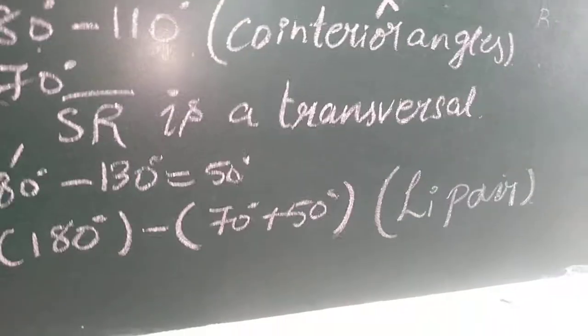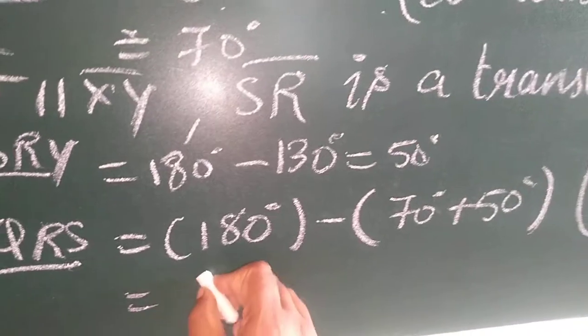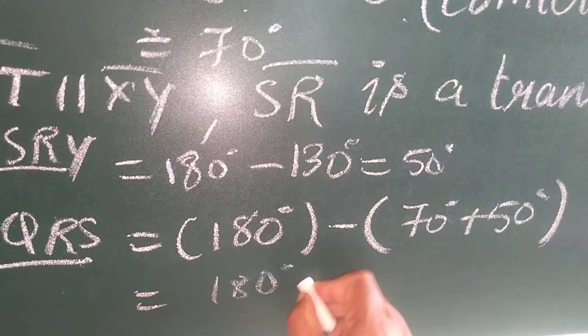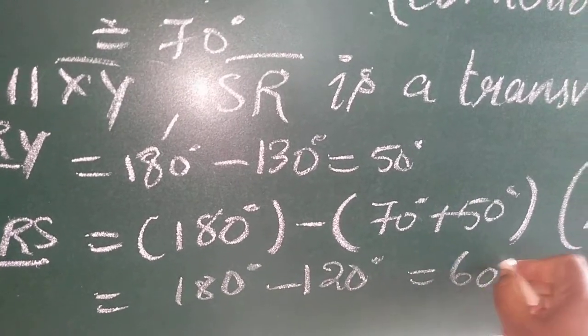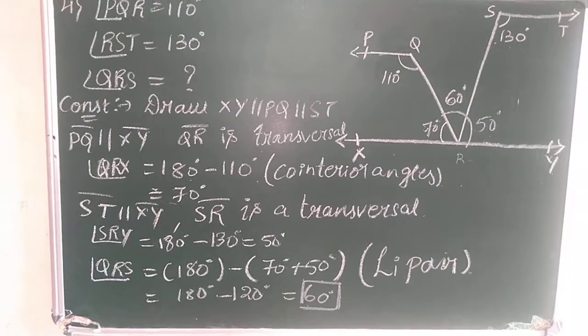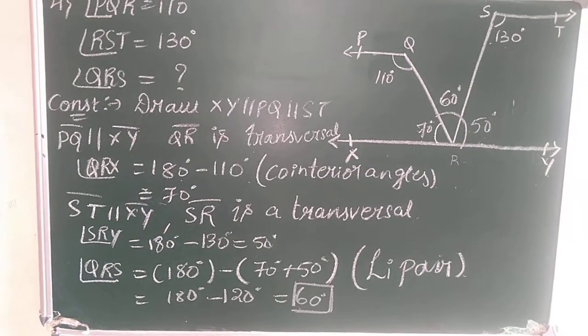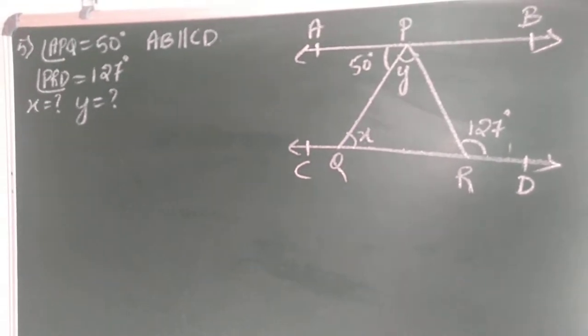Okay, on subtraction, 180 degree minus 120 degree, I got here as 60 degree. So this is your solution, children. So here is your complete solution for the sum. No need to copy from the board. I'll give the solution. Here is our next question, number 5, children.